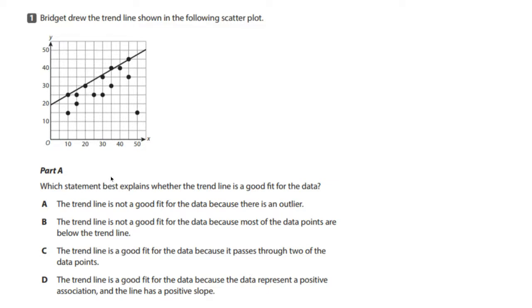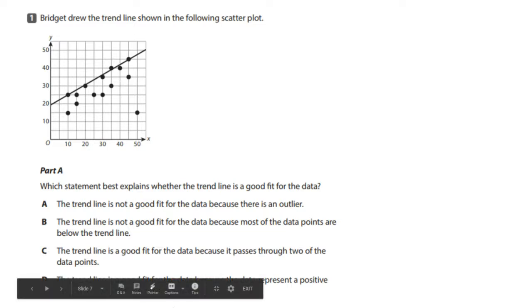So let's look at B. The trend line is not a good fit for the data because most of the data points are below the trend line. This is correct. Most of the points on this graph are below, and we said that the trend line or the line of best fit should be in the middle. So it should have about half the points above and half the points below. Okay, so we know B is the correct answer, but let's keep going.